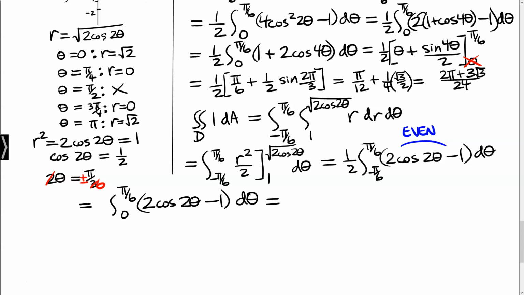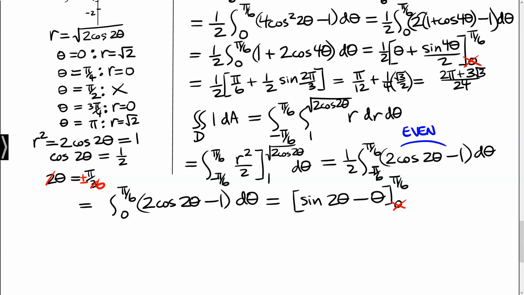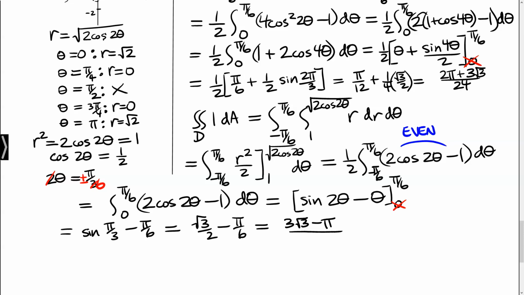Okay, so this is going to be sine 2 theta minus theta, and this is from 0 to pi over 6. Again, 0 gives us nothing. So this is going to end up being the sine of pi over 3 minus pi over 6. Sine of pi over 3 is root 3 over 2. So root 3 over 2 minus pi over 6. And let's get a common denominator, because we're going to have to be dividing this with what we got before. So it'd be 3 root 3 minus pi all over 6. Okay, so that's just the area.